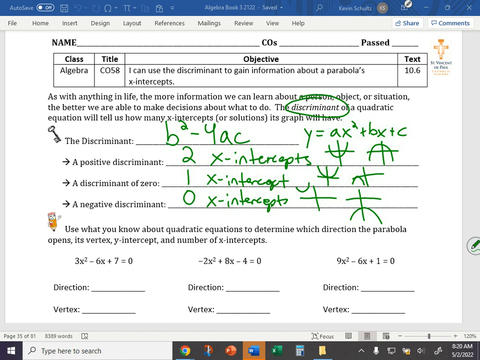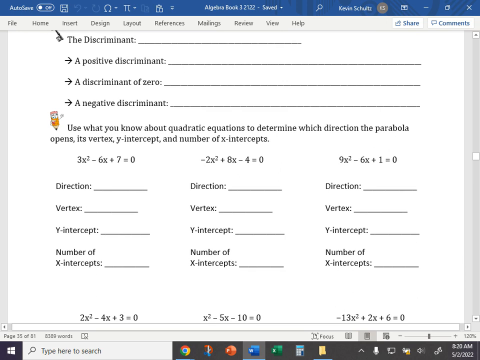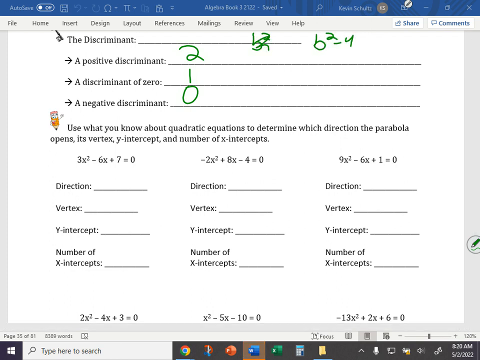Below now, we basically have a review of a lot of stuff that we've done before, finding the vertex, finding the y-intercept, what direction it opens, all that stuff from PO54, but now including also how many x-intercepts the parabola has. I'm just going to rewrite the numbers 2, 1, 0 here. The discriminant itself, b squared minus 4ac. So look at this first one here, 3x squared minus 6x plus 7.